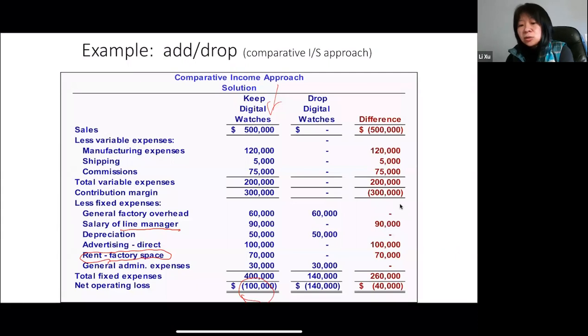And the next one, administrative expenses. A lot of times you can't save because you still need an accountant, you still need IT support, you still need a janitor, so you can't save. Okay, so you do all this, you will find out, wow, by dropping the digital watches, you actually have a larger operating loss. So here, just compare the financial statements. The answer is no, you should not drop the digital watch. Okay.